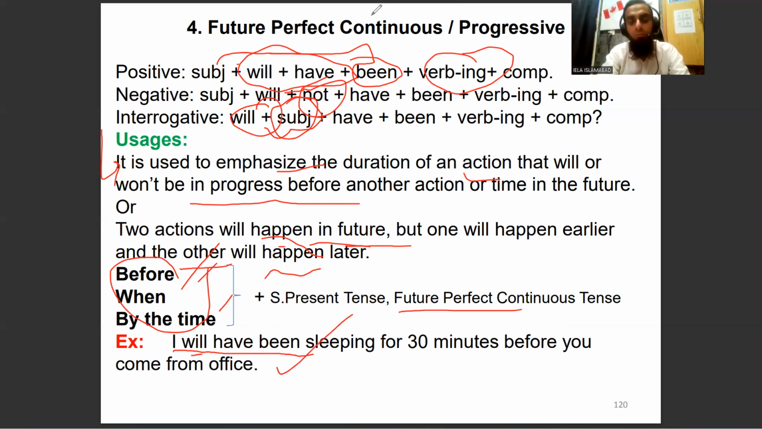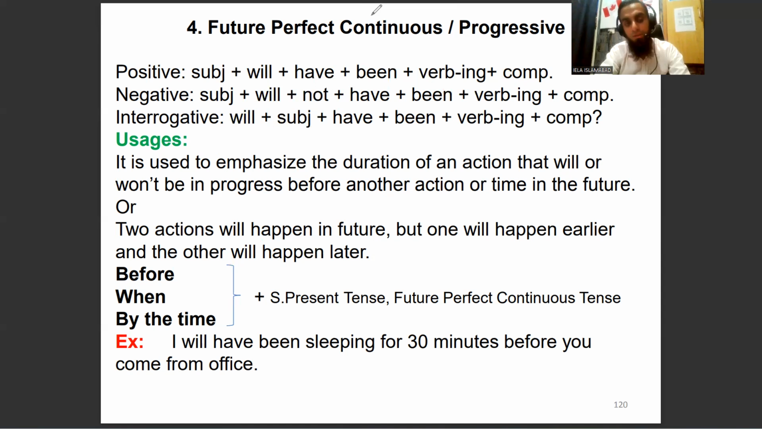Now, I will have been sleeping is future perfect continuous. Before you come from office, this is a present simple tense, right?